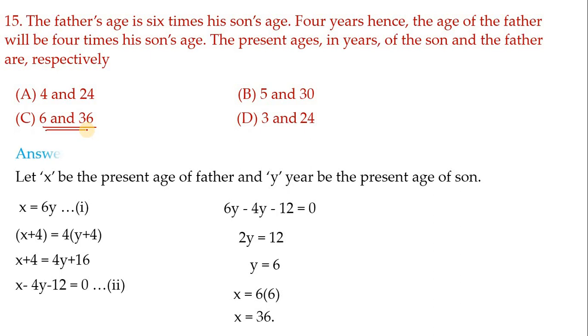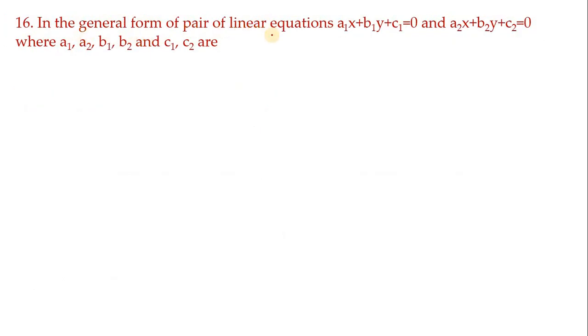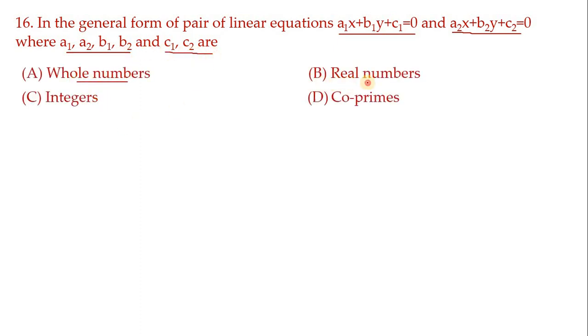Move on to the next one, children. In the general form of pair of linear equations, a1x plus b1y plus c1 equals 0 and a2x plus b2y plus c2 equals 0, where a1, a2, b1, b2 and c1, c2 are whole numbers, real numbers, integers and co-prime numbers. So when I started this class, there I clearly said the general form and what could be the values of these. So these are real numbers.